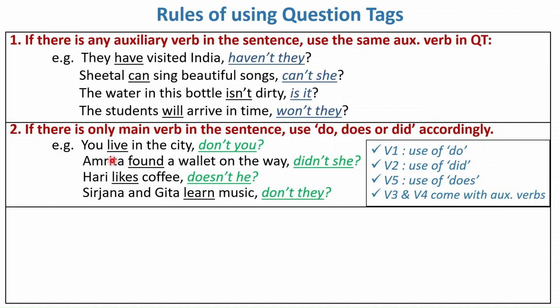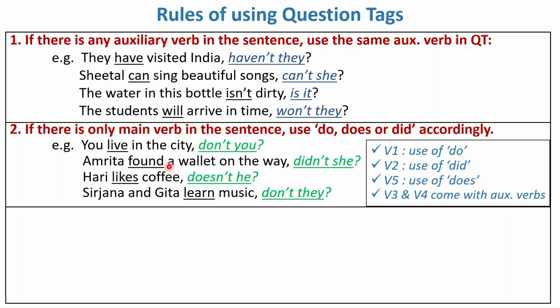For example, you live in the city. This is first form of the verb. This is infinitive form. In such situation, we have used the do here. And positive negative rule should be maintained in case of statements. And the same pronoun you has been used here, don't you?